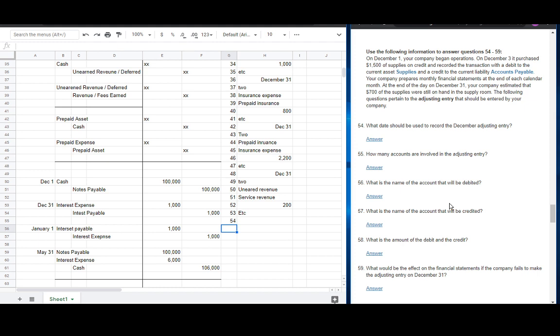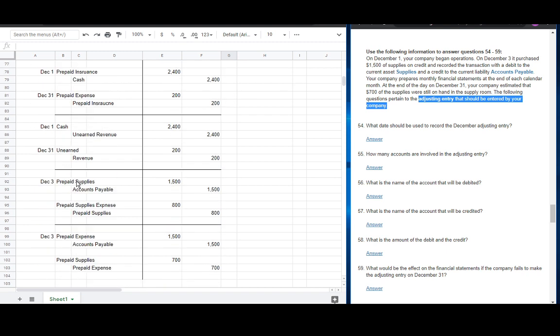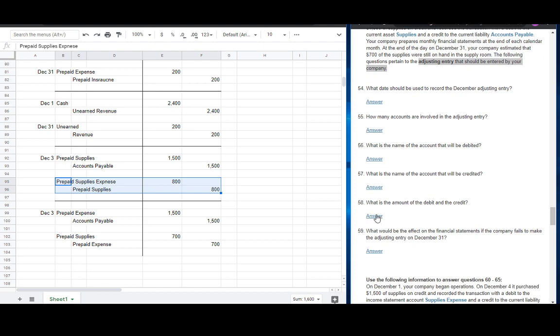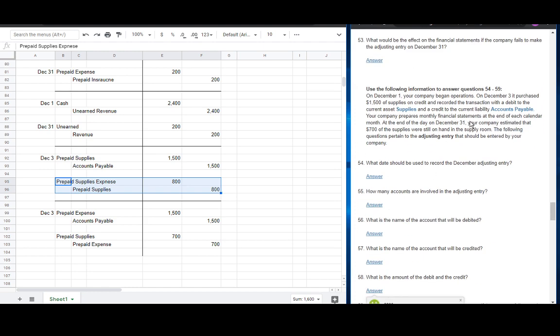54, the last two problems. In December 1, your company began operations and you purchased supplies on credit, on account. So what would be the adjusting entry? Then the adjusting entry would be this of 800. And why? Because we purchased 1,500 here on December 3. However, at the end, we can see that the remaining supplies is 700. So we can assume that 800 was deducted from the supplies in order to reach that 700. So we minus the supplies of 800.